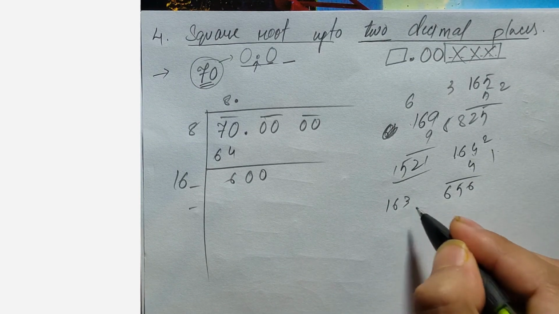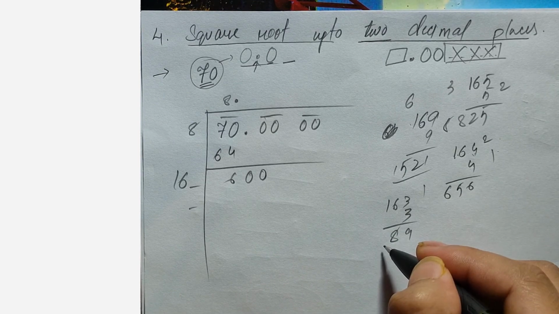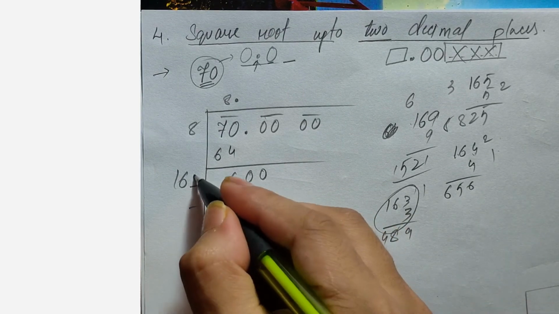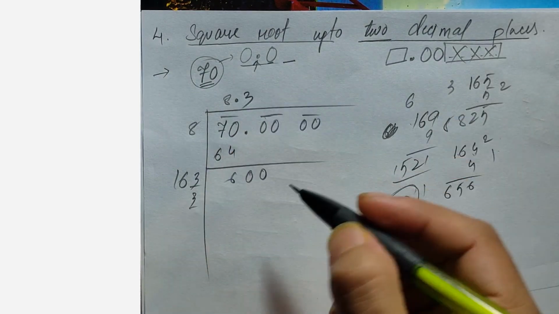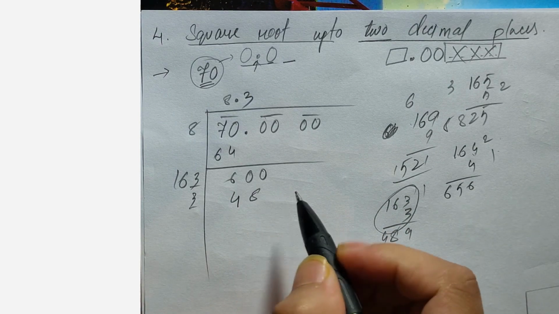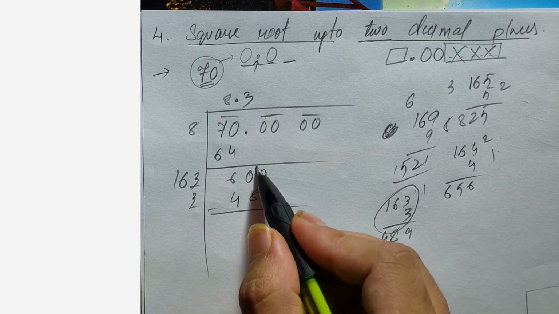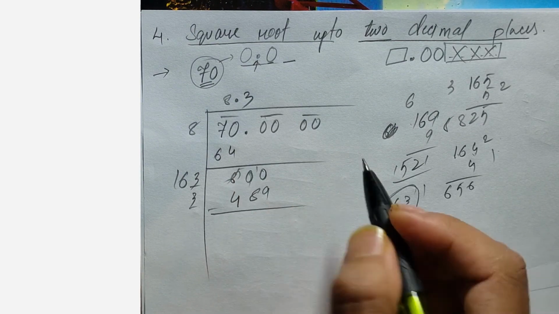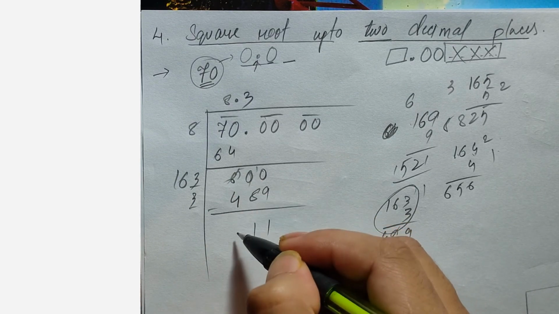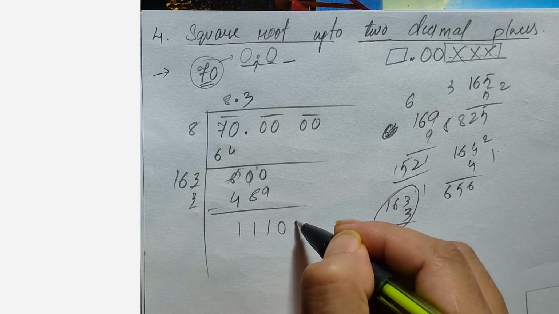That means it's definitely 3. 3 threes are 9, 3 sixes are 18, carry 1, 3 ones are 3, plus 1, 4. So it is definitely 3. So 3 3 3, and we get 489. Now when you subtract, this becomes 10, this becomes 9, and this becomes 5. So 10 minus 9 is 1, 9 minus 8 is 1 again, and 5 minus 4 is 1 again. Then comes 0 0.